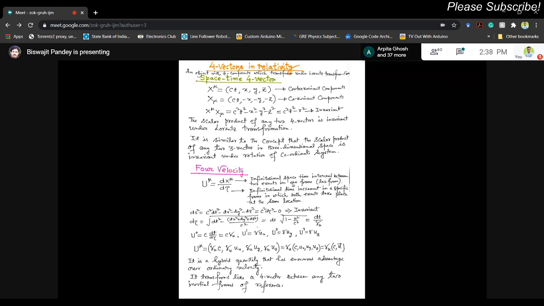Remember, it's not space interval, it's space time interval, like an infinitesimal space time interval between 2 events in one frame. Say it's the lab frame, you can choose any other frame. So in the lab frame, dx mu represents the infinitesimal space time interval. Okay, and what is d tau? d tau is the infinitesimal time increment in a specific frame in which both events take place at the same location. What do I mean by that?